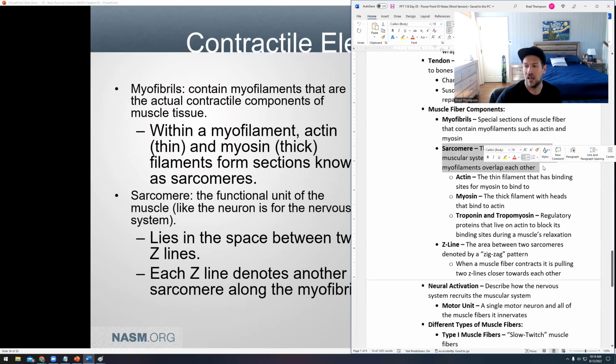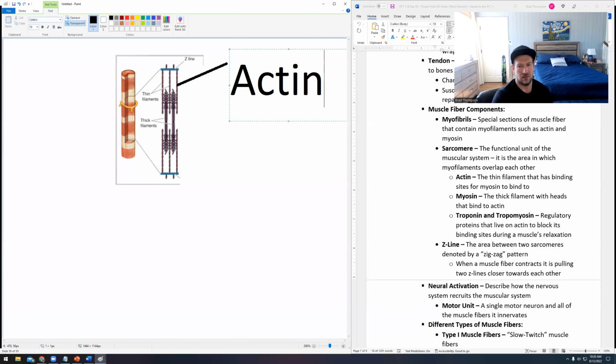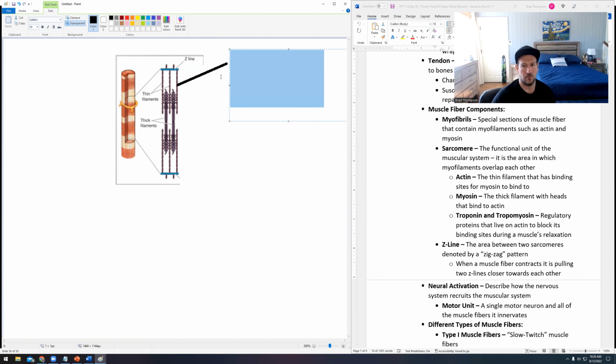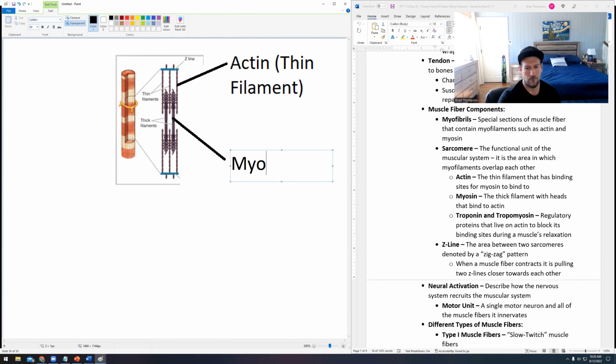So the sarcomere is the area where these little proteins are going to overlap. You've got actin right here. That's the thin filament, right? And then you've got myosin here in the middle. That's the thick filament.